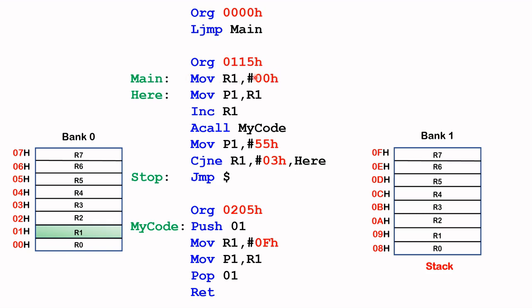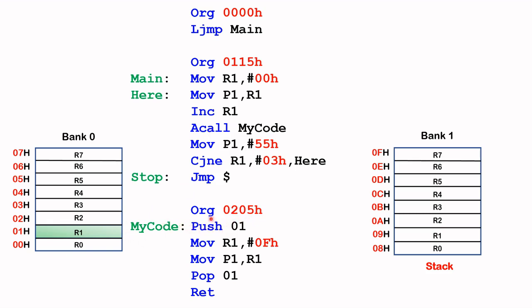First instruction is to copy 00 hexa into R1. And this R1 is referring to bank 0, because bank 0 is the default register bank when the 8051 powers up. So this R1 here is this R1 in bank 0. Then copy the contents of R1 to port 1, P1, and then increment the contents of R1 by 1, and then call the subroutine my code. And my code starts at 0205 hexa.